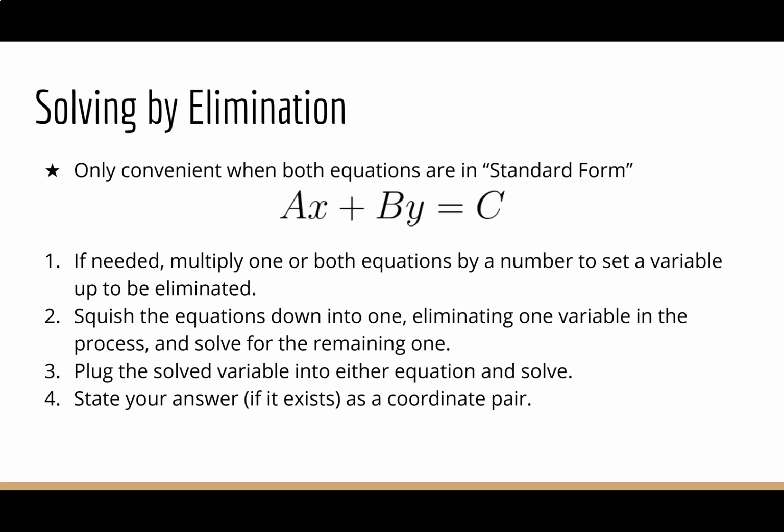Now, if needed, multiply one or both equations by a number to set a variable up to be eliminated. Squish the equations down into one, eliminating one variable in the process, and solve for the remaining one, and then plug the solved variable into the other equation and solve. So we need to find the other number. And then, like all the methods, state your answer if it exists as a coordinate pair. So it's really convenient when they're both already set up like this, standard form.